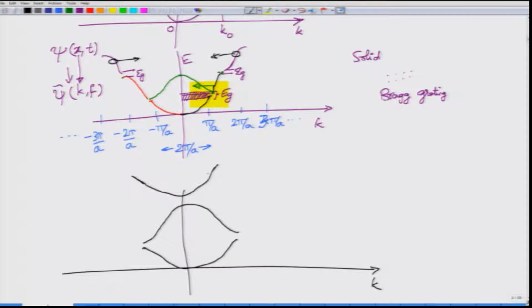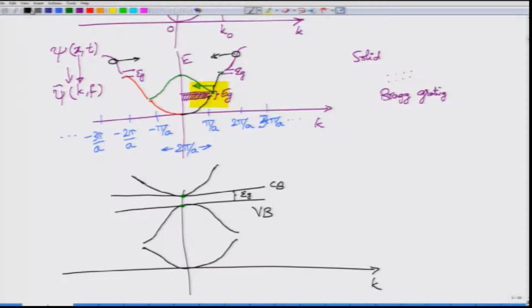Suppose in a particular semiconductor, this happens to be the valence band edge. Then this happens to be the conduction band edge, and the difference between these two is the energy gap that we are looking for. If you look at this energy band gap diagram, you see that the top of the valence band is directly below the bottom of the conduction band.